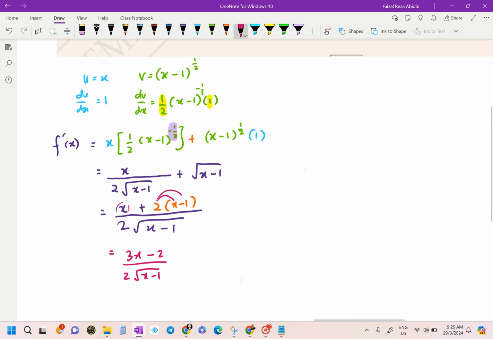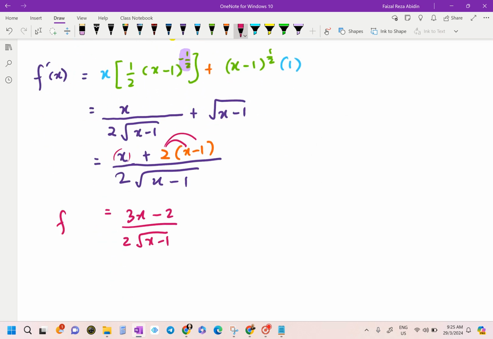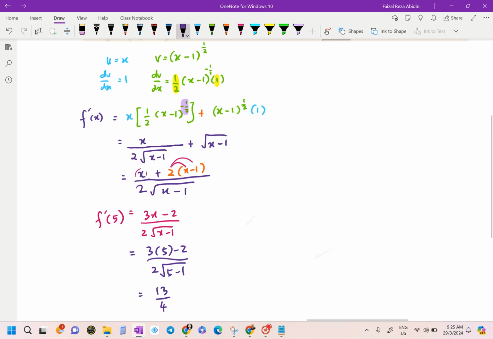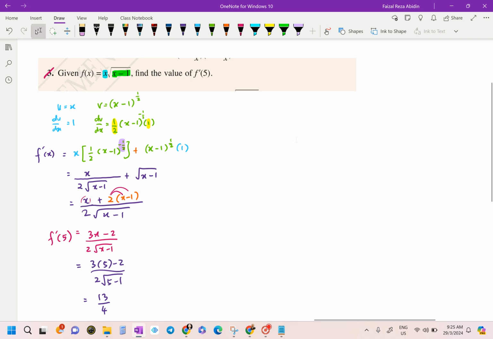Wait, the question. Oh, okay, we are going to have my 5 over here. So just substitute 5 in our x over here. So 3 times 5 minus 2 over 2 times the square root of 5 minus 1. So 5 minus 1 is going to be 4. Square root of 4 is going to be 2. 2 times 2, I'm going to get 4 here. Then 3 times 5 is going to be 15. 15 minus 2, I'm going to get 13. Done. Okay. This is going to be number 3.